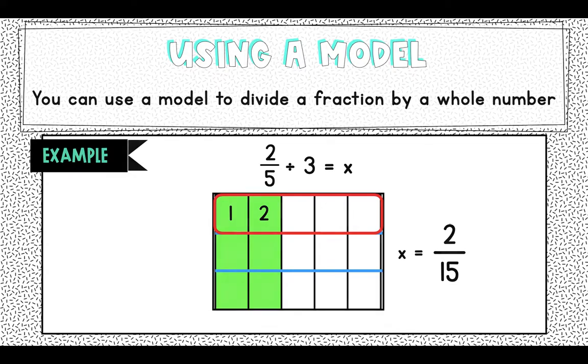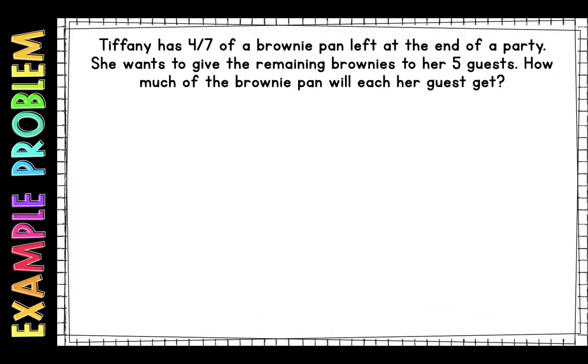Let's look at another example. This time I have a word problem. It says, Tiffany has 4/7 of a brownie pan left at the end of a party. She wants to give the remaining brownies to her 5 guests. How much of the brownie pan will each of her guests get? To solve this problem, I'm going to use the equation 4/7 divided by 5 equals g for the amount each guest will get at the end.